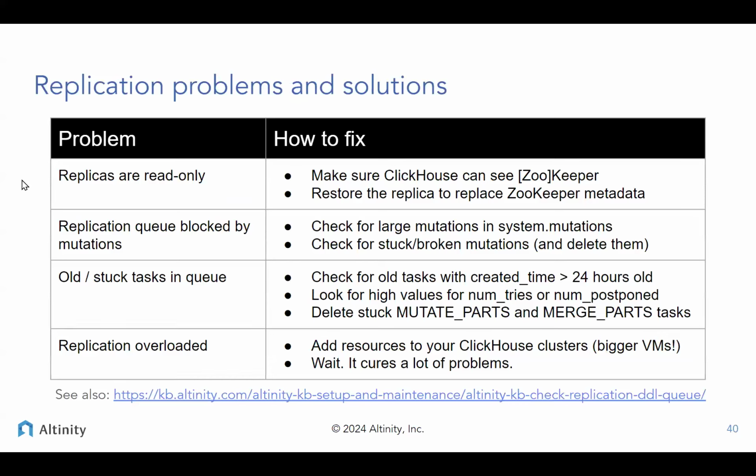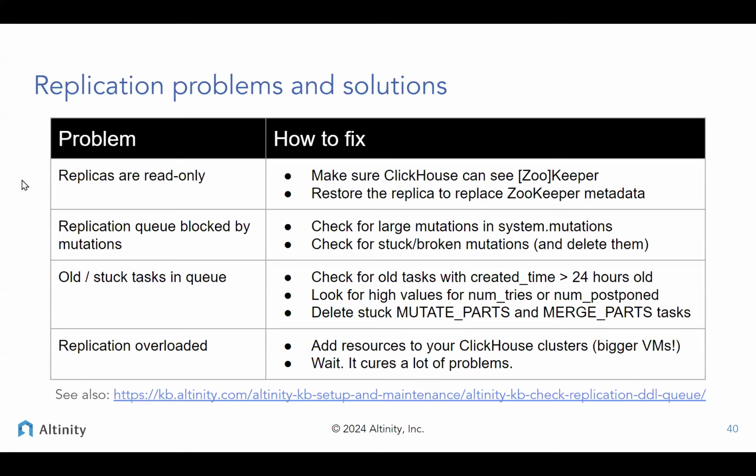So that gives you a sense of how you can look at the state of replication. Here are some common problems and how to fix them. Replicas are read only. The most common reason is they can't see Zookeeper for some reason, or Zookeeper is unhealthy. It could also be that the replica has gotten so out of sync with Zookeeper that it can't replicate anymore. Another thing is a replication queue could be blocked by mutations. This is probably one of the single most common reasons that replication is blocked.